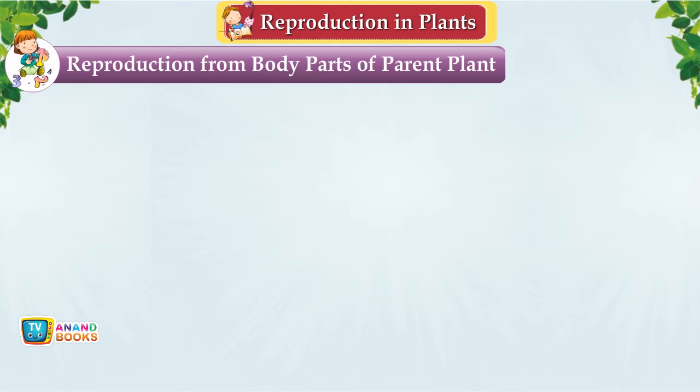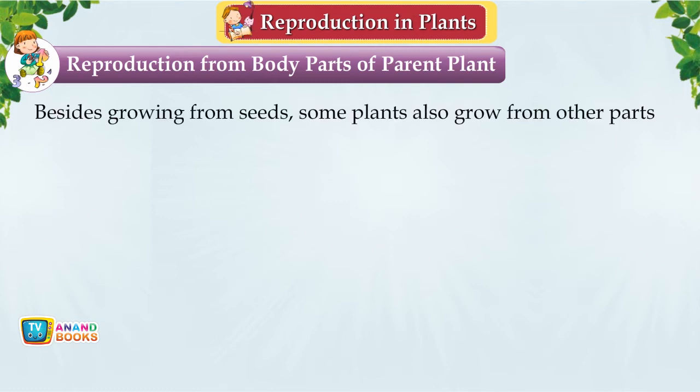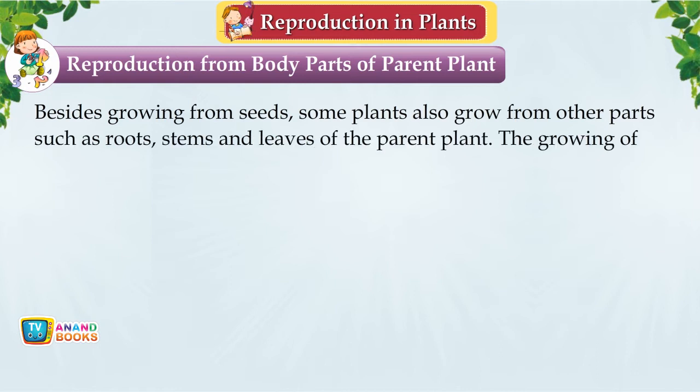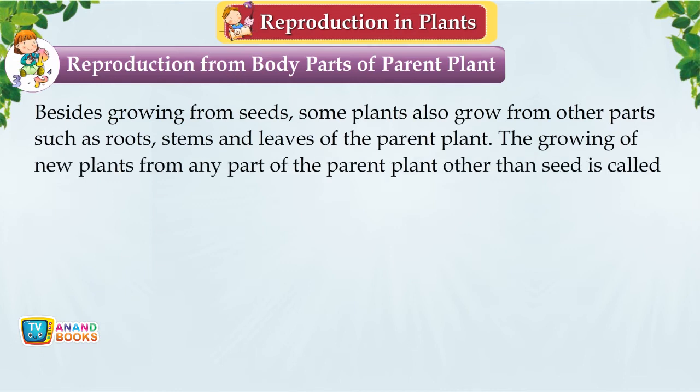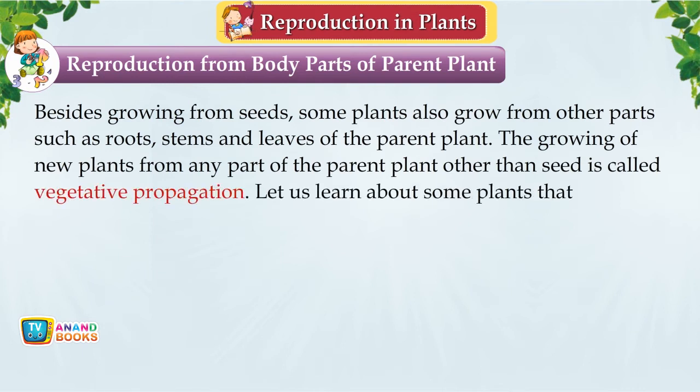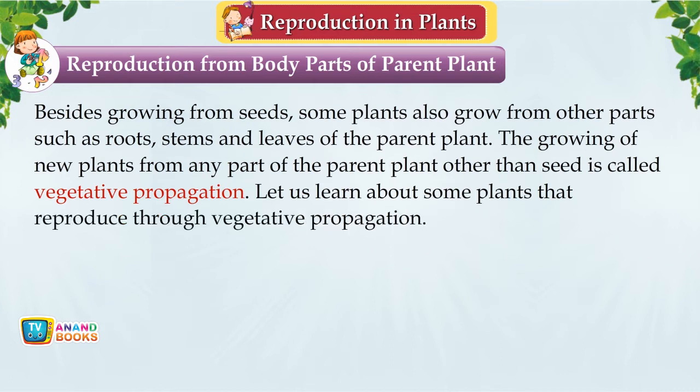Reproduction from body parts of parent plant. Besides growing from seeds, some plants also grow from other parts such as roots, stems, and leaves of the parent plant. The growing of new plants from any part of the parent plant other than seed is called vegetative propagation. Let us learn about some plants that reproduce through vegetative propagation.